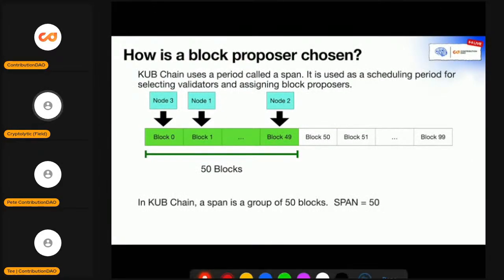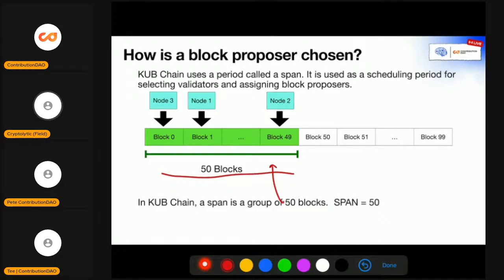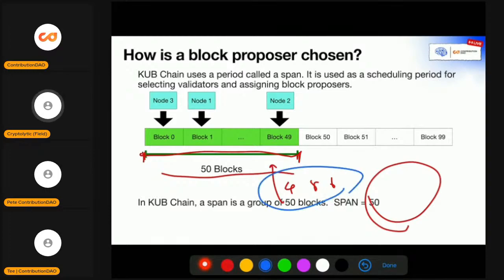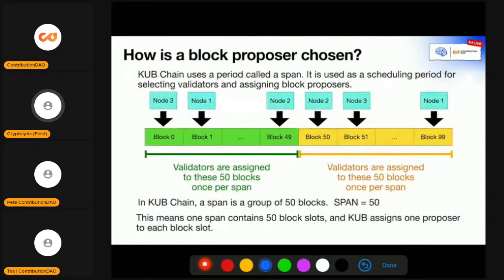once you are in this span and new nodes join, while nodes 1, 2, and 3 already exist, so node 4, node 5, and node 6, when this span ends you can run the assigning process again, and then nodes 4, 5, and 6 also have a chance to get selected as the block proposer. So that is all: you run the assigning process every period of 50 blocks.